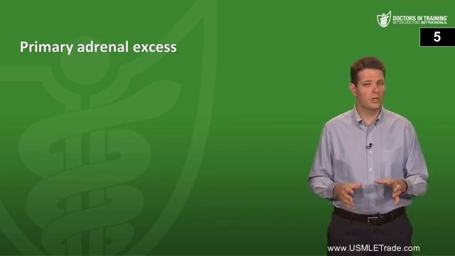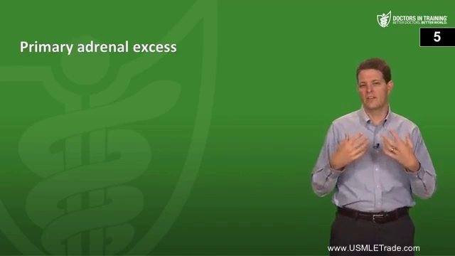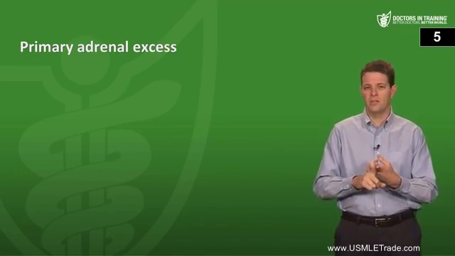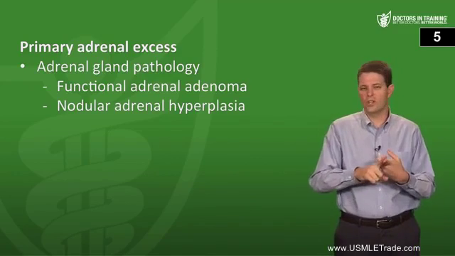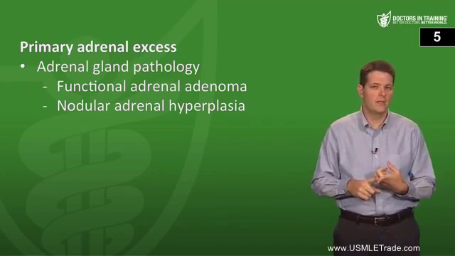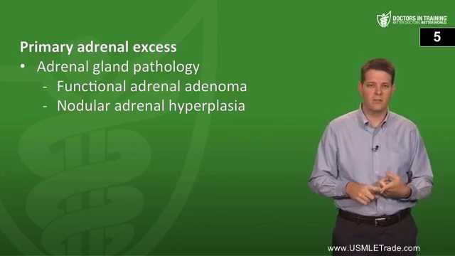Next, a 45-year-old woman who's been taking prednisone for control of rheumatoid arthritis symptoms has recently been diagnosed with Cushing's syndrome. Other than exogenous steroids, what else can cause Cushing's syndrome? So the most common cause of Cushing's syndrome is taking exogenous steroids by far. But in terms of other causes, you could have some pathology of the adrenal gland, like a functional adrenal adenoma or nodular adrenal hyperplasia. So those would be examples of primary adrenal excess.